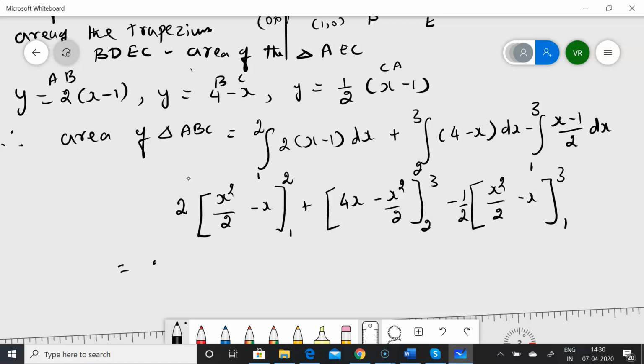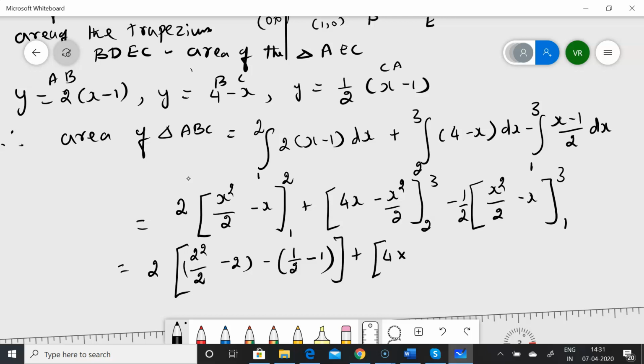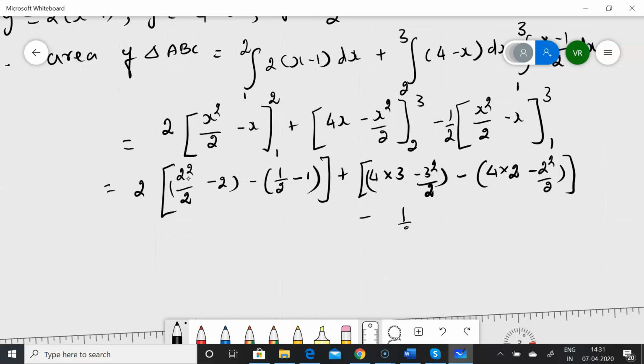Now that gives you 2 into 2 squared by 2 minus 2, when you apply the upper limit minus the lower limit, half minus 1, plus 4 times 3, when you apply the upper limit, minus 3 squared by 2, minus, now applying the lower limit, 4 times 2 minus 2 squared by 2, minus half into 3 squared by 2 minus 3, when you apply the upper limit minus applying the lower limit, half minus 1.